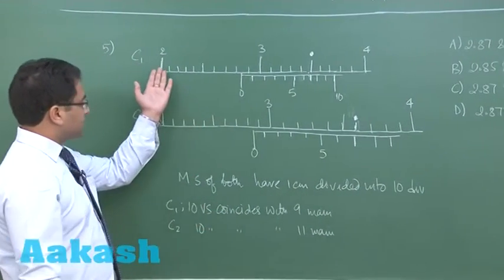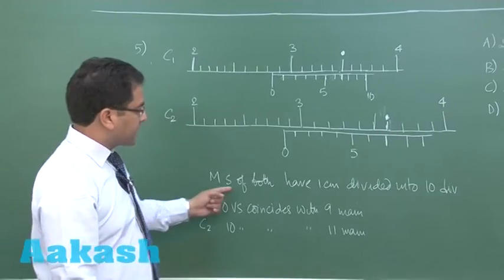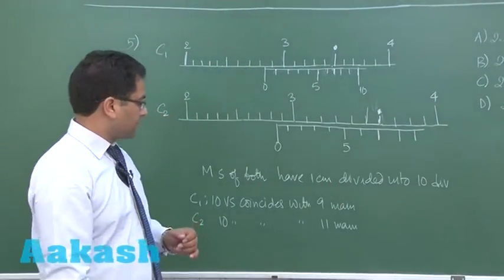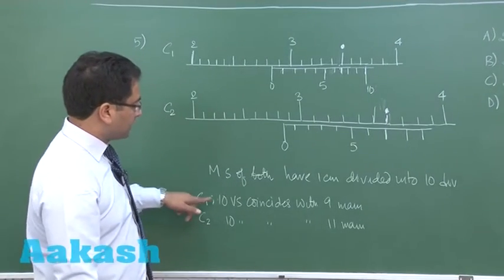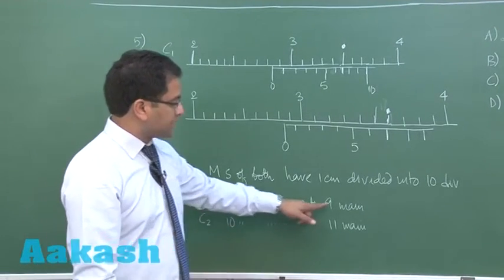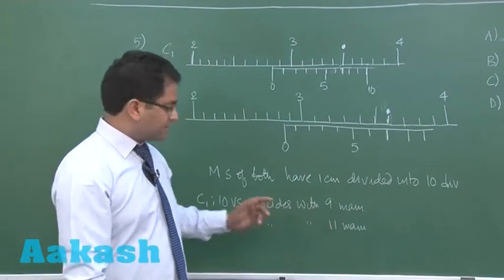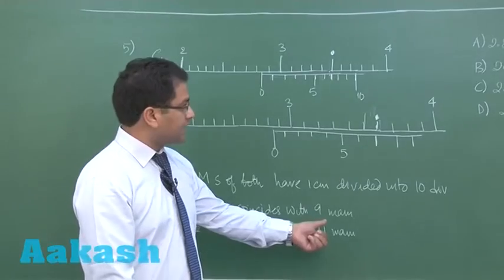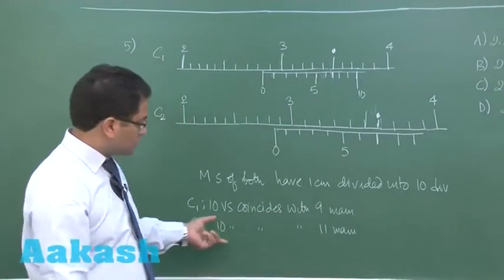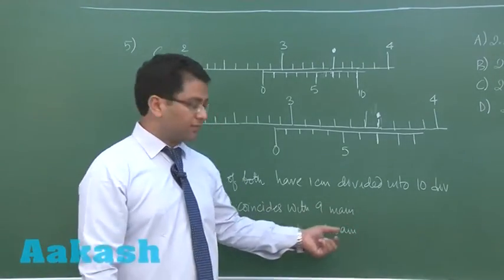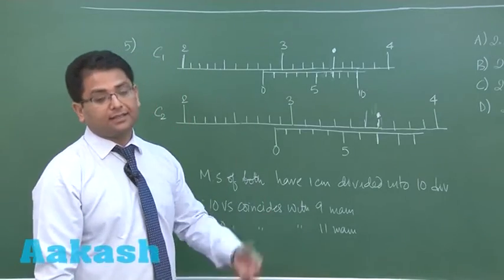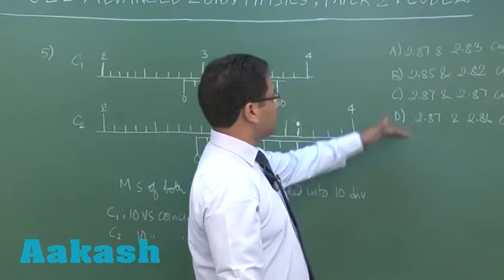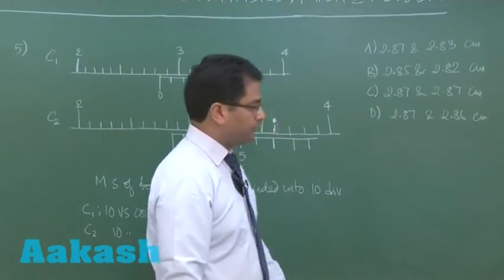Now the first caliper C1, C2, main scale of both have 1 centimeter divided into 10 divisions. That's regular. For C1, 10 vernier scale coincides with 9 main. But C2, wonderfully you see some difference, that 10 vernier scale coincides with 11 main. So this is the one where the least count of vernier scale is greater than that of main scale. Now we need to find the readings in centimeters for C1 and C2.